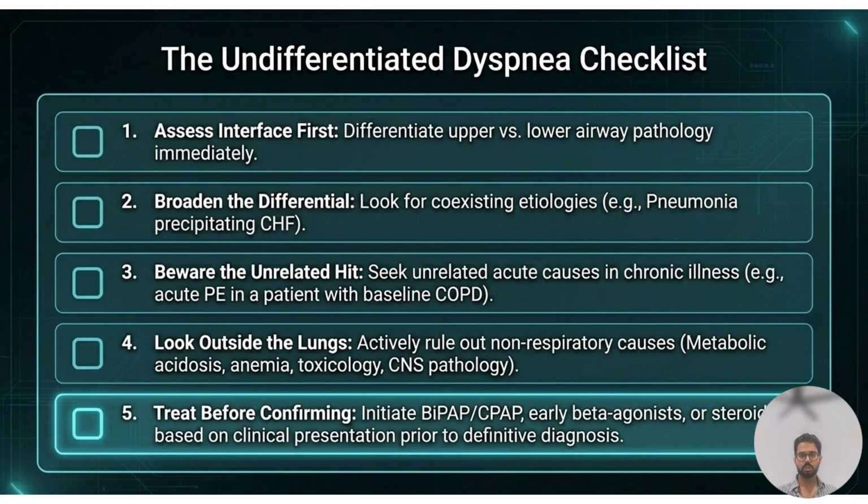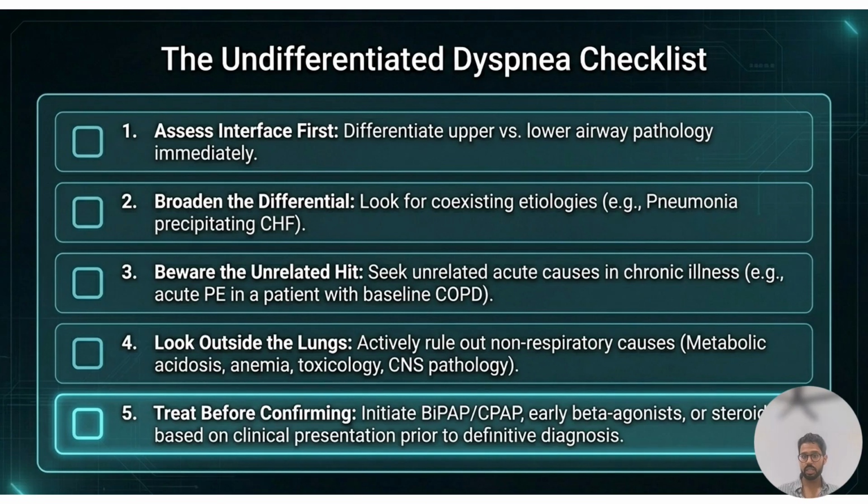We want to be able to also broaden the differential. So look for coexisting etiologies. There could be underlying pneumonia. There could be a precipitating CHF. So these are factors to consider when we're looking at dyspnea that's been undifferentiated.